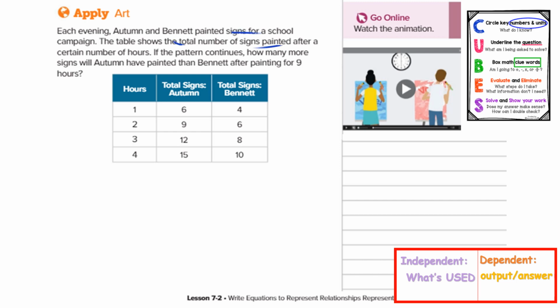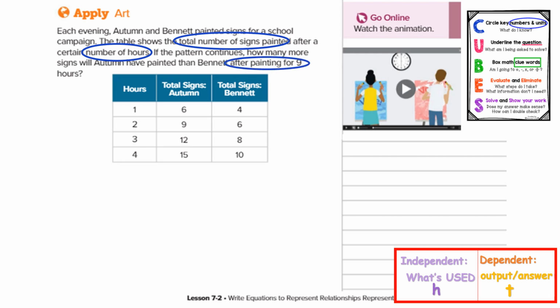So I'm going to cube my math problem, right? We have total number of signs painted, and once again, total is my answer. So that's going to be my outcome, my dependent variable, my output. We're going to label it T for total. And we're going to look at how many hours we're working. That's going to be my independent variable, and that number of hours is going to change. So that's my input, what's being used. I'm going to label that H.